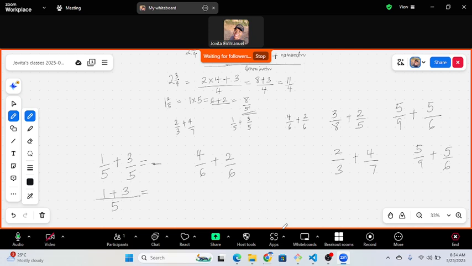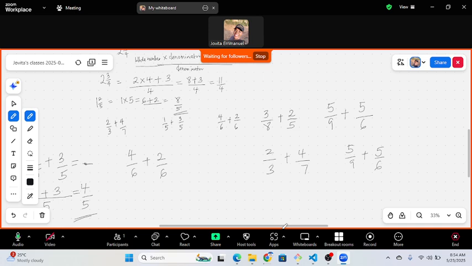Let me tell you how I got the 1 plus 3. The numerator in the first fraction is 1. The numerator in the second fraction is 3. So 1 plus 3 is 4, over the denominator, which is the same. So we just write it down. We have got our answer.